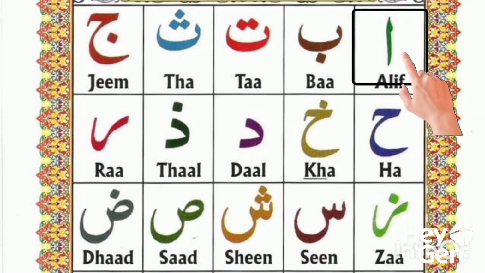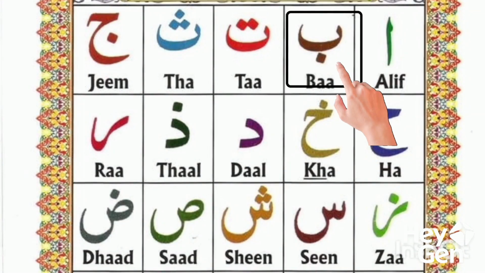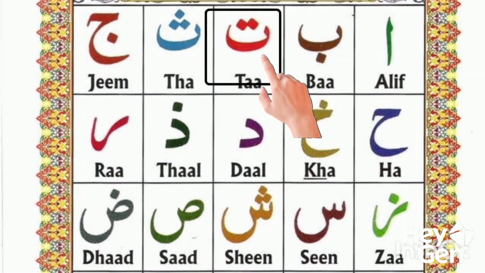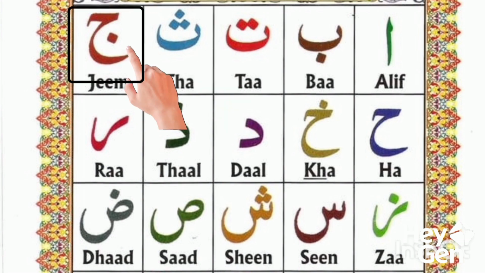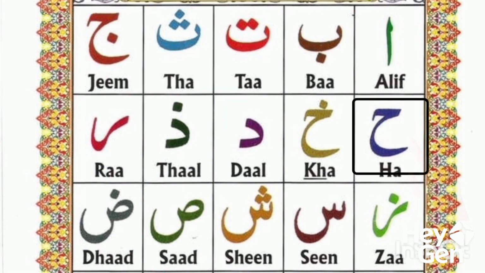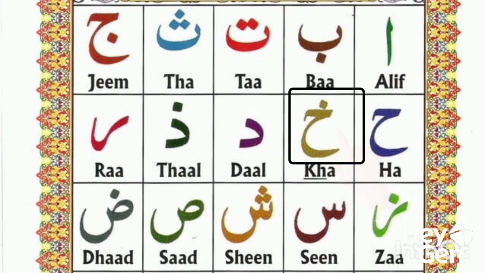The Arabic alphabet is a beautiful and complex system consisting of 28 fundamental letters. We begin with Alif, the first letter, followed by Ba, which sounds like the English B. Next is Ta, then the soft interdental sound of Tha. We continue with Jeem, the breathy Ha, and the guttural Ka.